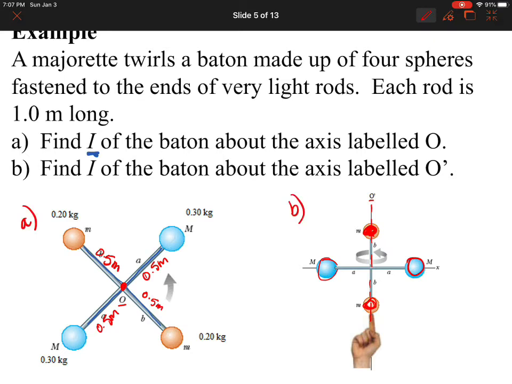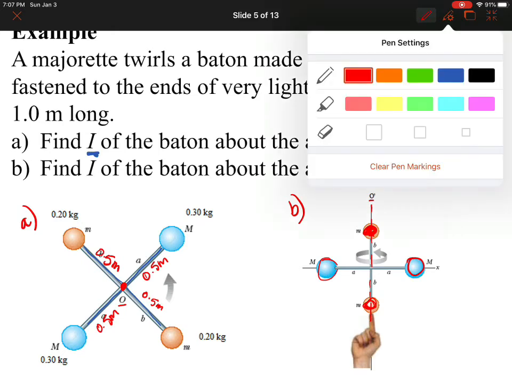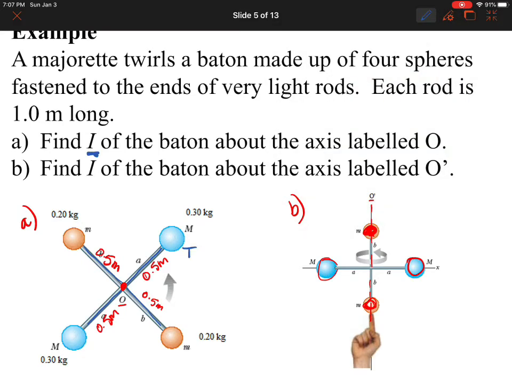Okay, so here's scenario A, here's scenario B. We're going to have to figure out how to find the rotational inertia for A. Really, all I have to do is look at the rotational inertia for each of these masses, because each of them has its own rotational inertia. You add them all together because they're all moving at the same time, and we have the total rotational inertia.